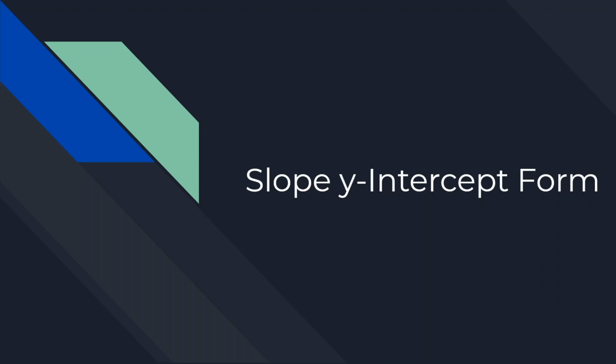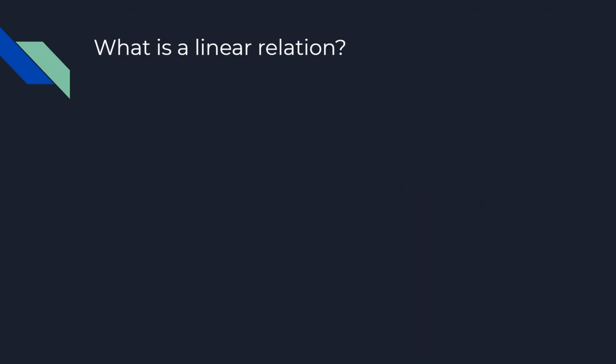Today I will be teaching you about linear relations, specifically the slope y-intercept form of expressing the linear relation. Linear equations have three major forms: standard form, point slope form, and slope y-intercept form. These each have different uses and advantages. Now, what is a linear relation?